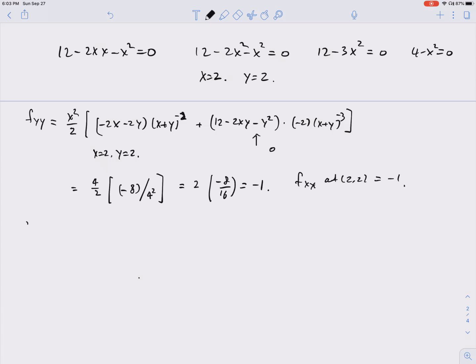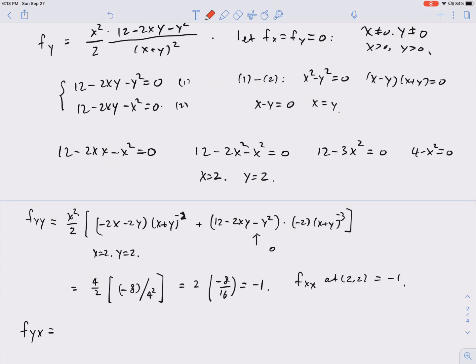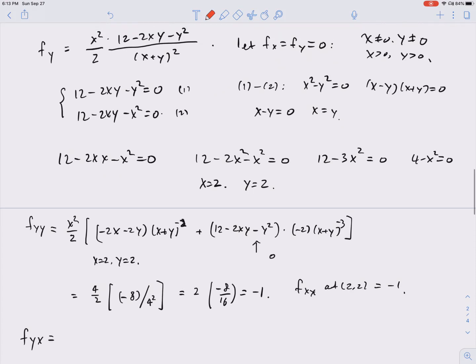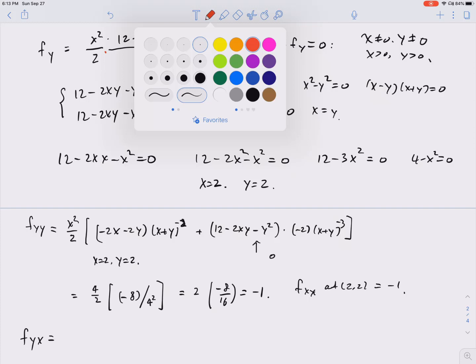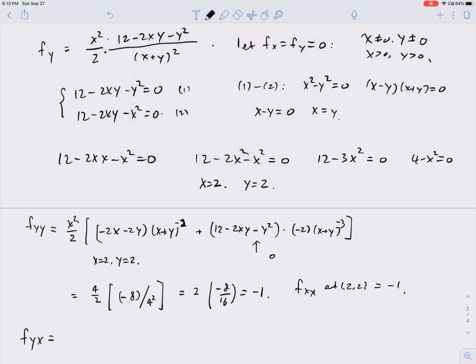So now we just need to find another second order derivative. And then we have a product rule over here to apply, and this is what we're going to have. So take the derivative of the first factor, we're going to have just x, right? Okay, and then times the second factor, we have 12 minus 2xy and minus y squared over x plus y squared, right? And then we're going to take the derivative of the second term. The first term is just x squared over 2, right? When we take the second part over there, we're going to actually use again the product rule instead of the quotient rule.